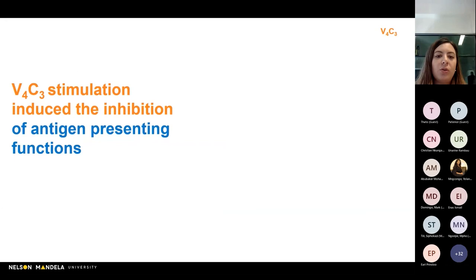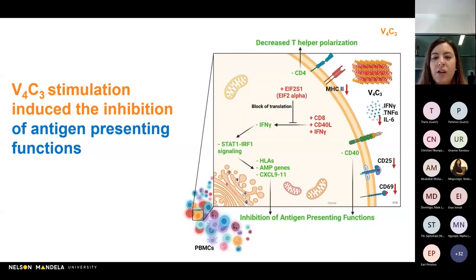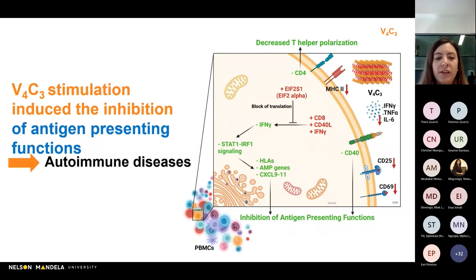activation. So we can conclude for the vanadium carbide that it was able to induce the inhibition of a particular function of our immune cells, which is the antigen presenting function. So it was able to interfere with this antigen presenting activity of our cells, and we could take advantage of this interaction of our nanomaterial for example, in the treatment of autoimmune diseases.